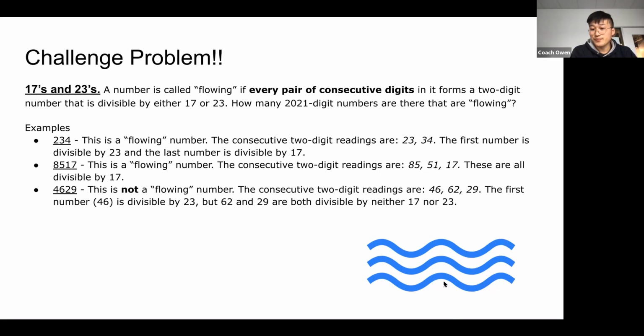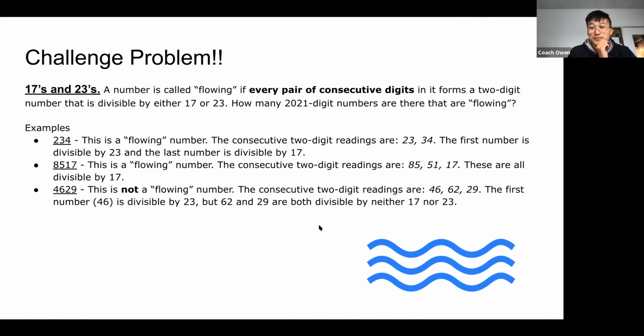Is that clear? Does anybody have questions or is confused? Feel free, go ahead. Arish, you have a question? Yeah, what does it mean, 2021 digit numbers? Does it mean a number that has 2021 digits? Yes, it's a number that has 2021 digits.